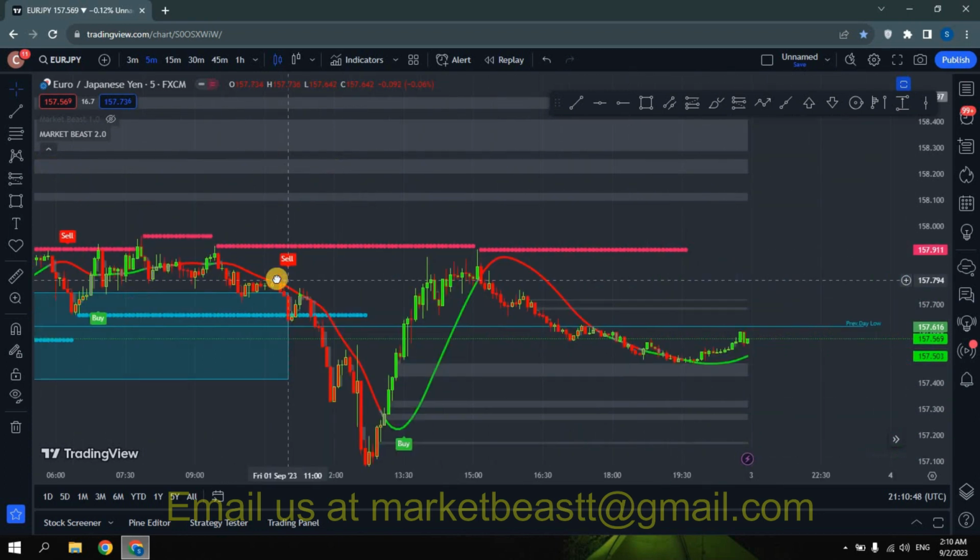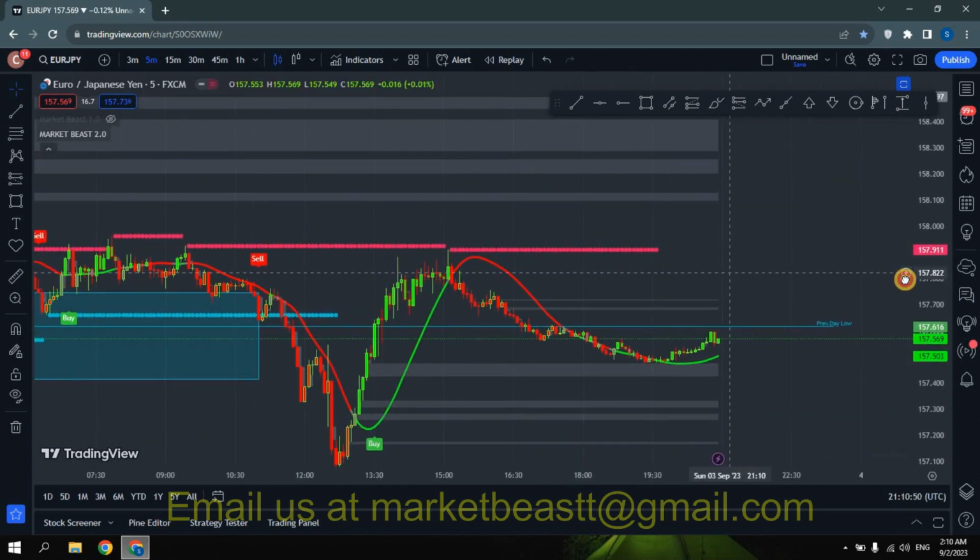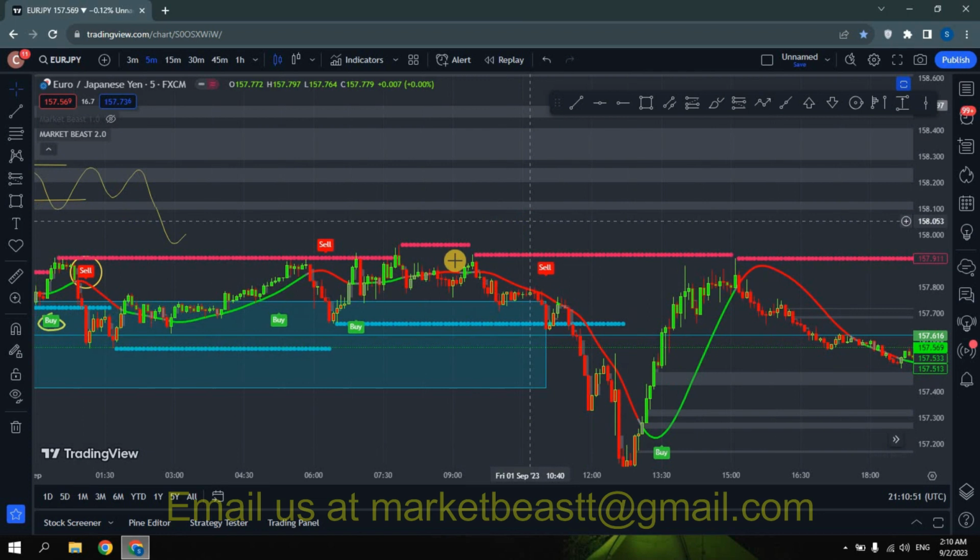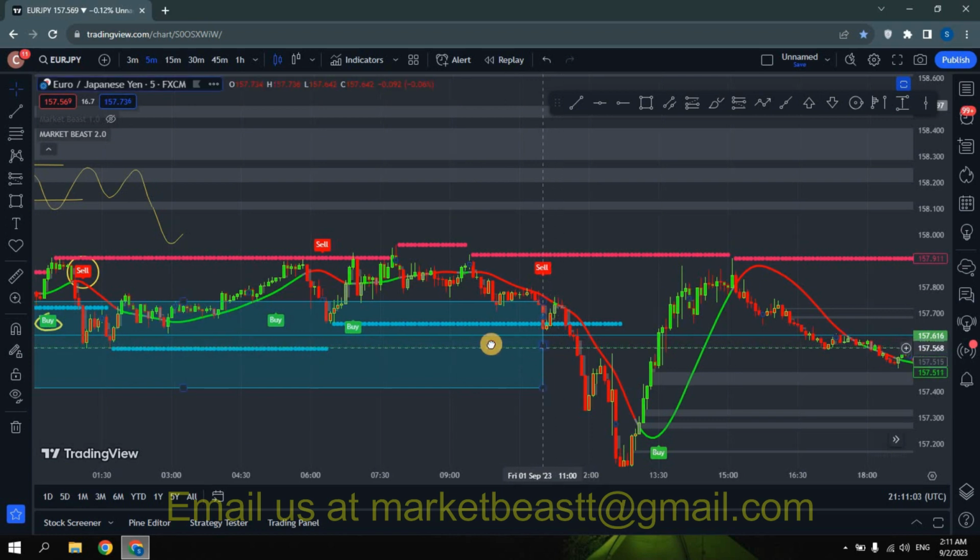Second, we are on opposite trend on 30-minute. Got this buy signal, ignored. We are going to ignore this sell signal here as well because we are in opposite direction.